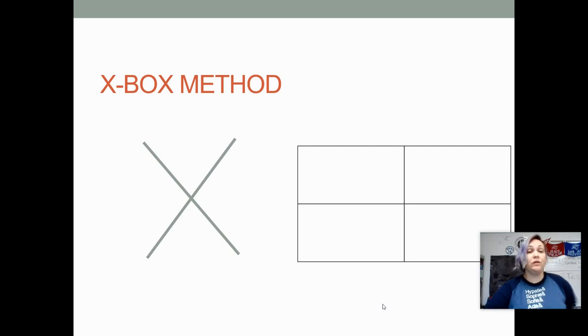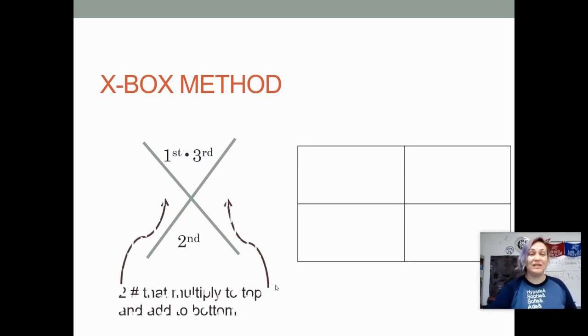So last week we learned that we start with the x and we multiply the first number times the last number. Now, last week the first number was 1, but this week it's going to be a different number. So you want to make sure that you are remembering to do the first number times the last number. On the bottom, we put the middle number, the second number. And then on the sides of the x, we need to think of two numbers that multiply to the top and add to the bottom.